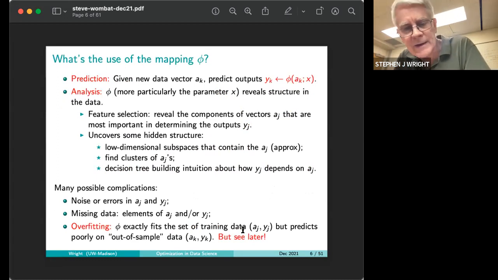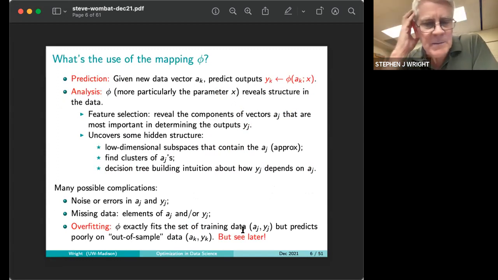So if I come along with another AK that has the same structure as all the AJs, I can just plug it into this function and plug in the X that I figured out from training and get a prediction YK, that is, the label that I predict AK is going to be associated with. So that's where the prediction comes from.